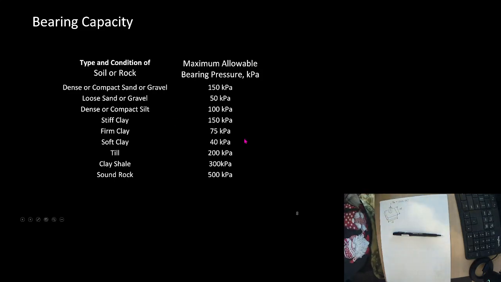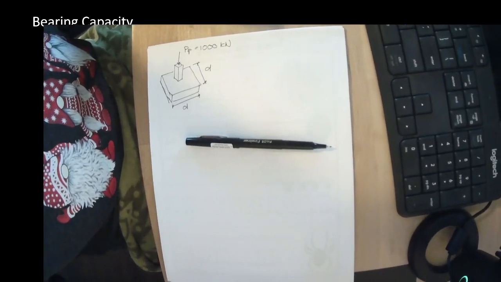And okay, so they said till. All right, look at this. Till, 200 kPa. So it looks like we're going to get to use the 200 kPa value here.